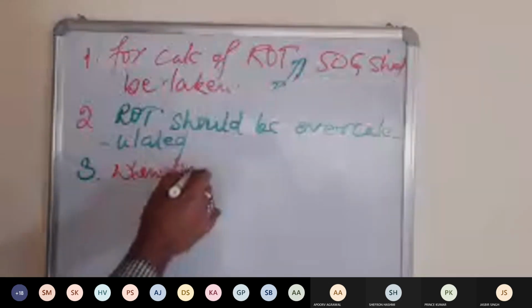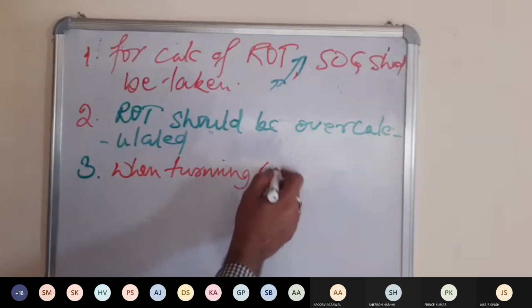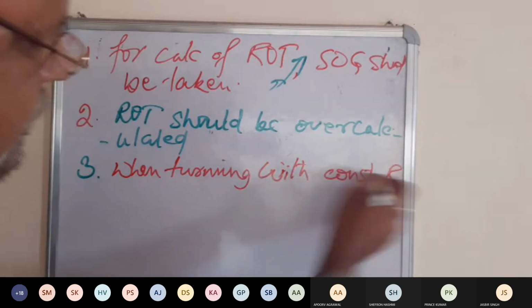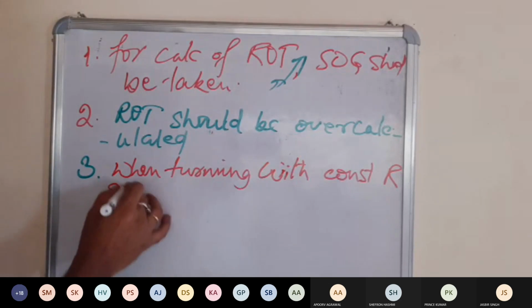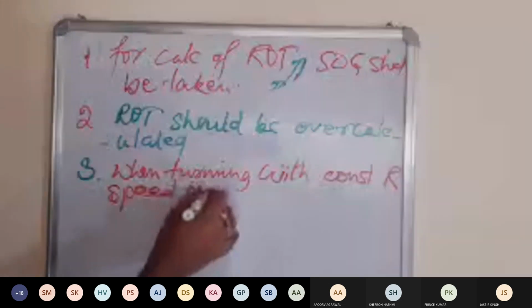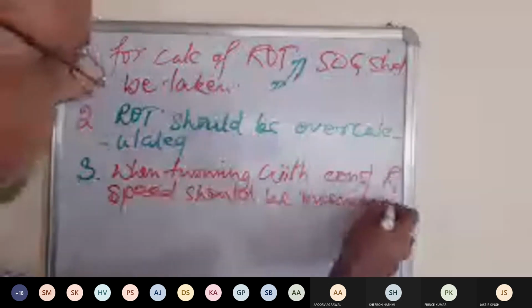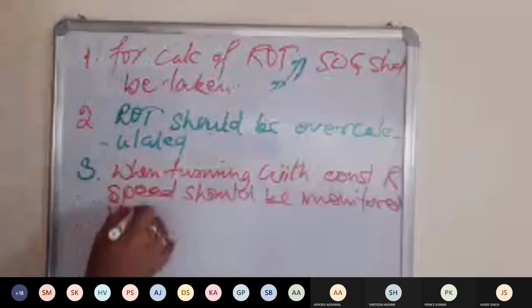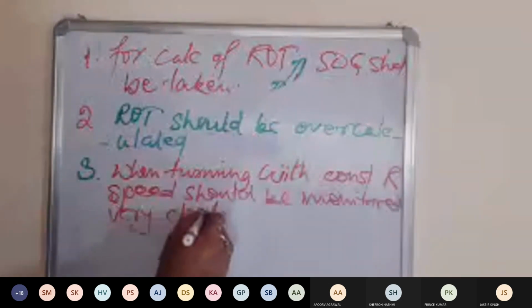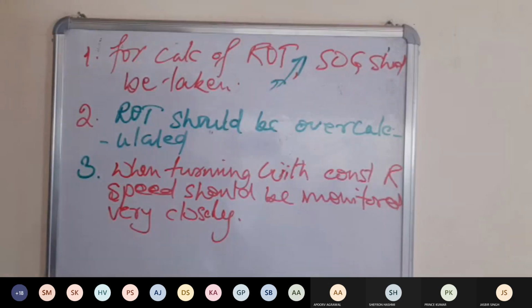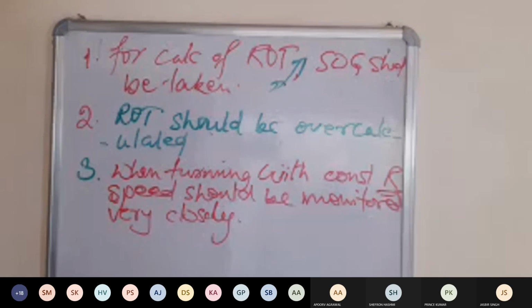Point number 3, when turning with constant radius, speed should be monitored very closely. Because we know in order to maintain the radius constant, we have to keep on changing the ROT as per dropping speed of the ship.